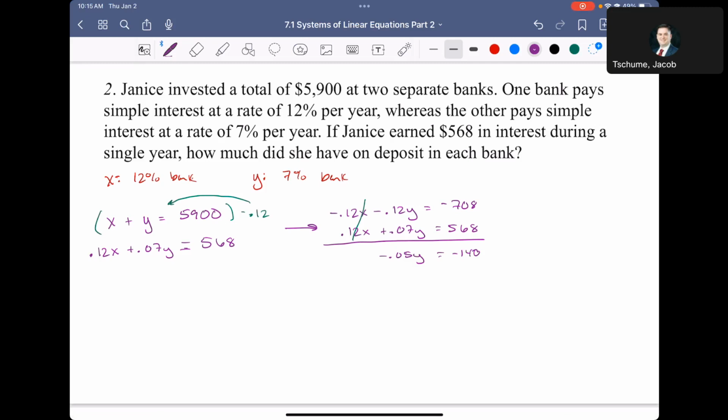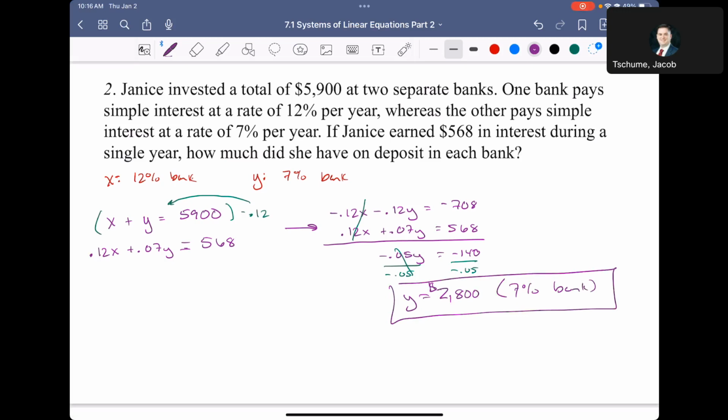All right. I'm going to divide both sides by the decimal, which is negative 0.05. Those cancel. And once again, I'm going to get my calculator out, and I'm going to do negative 140 divided by negative 0.05, and I get a number of $2,800. Now remember, Y is the 7% bank, so this is how much money Janice put into the bank that's giving her 7% interest. Now I have to know how much she put in the 12% bank.